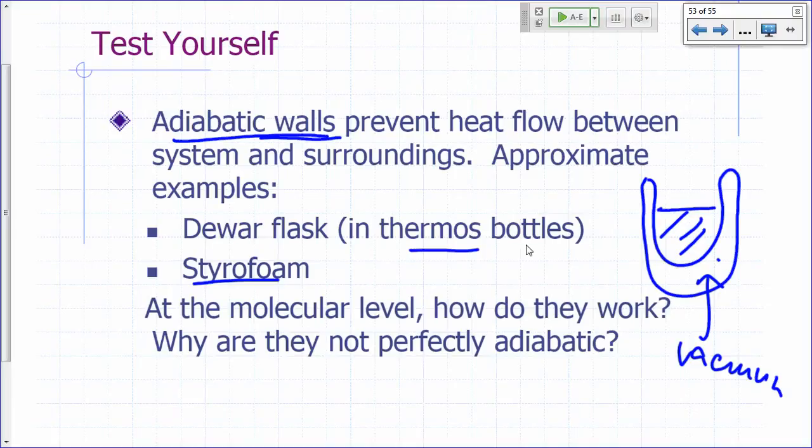Styrofoam. What do you know about styrofoam? It's very light, right? There's a lot of air pockets in your styrofoam. So what do you know about gases or air? The molecules are far apart, so you're trying to minimize collisions between the atoms there. That minimizes the ability of your material to conduct heat. So that's how they work at the molecular level.